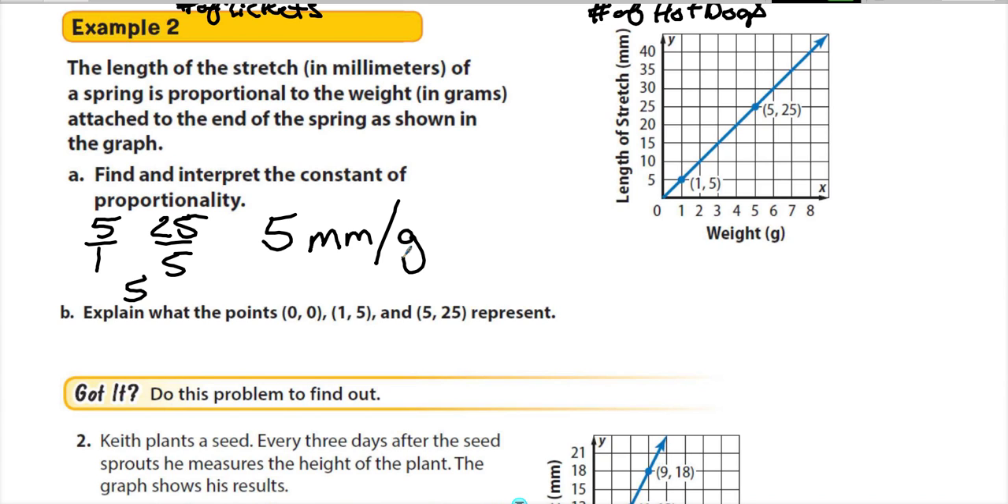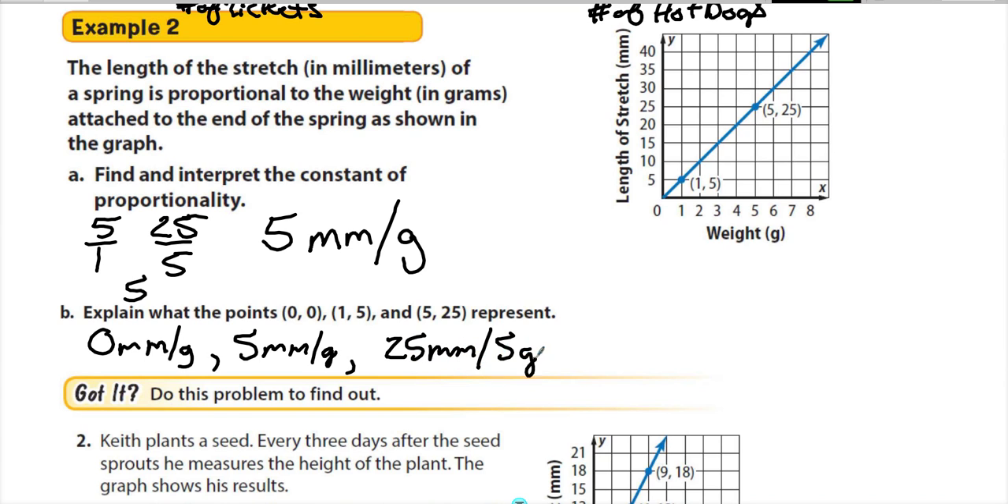All right, and then explain what these points mean. So what would 0, 0 mean? Well, we're just going to plug into the formula. So 0, 0 would mean 0 millimeters per gram. Obviously, if there's nothing, there's nothing, right? Okay, 1, 5, so we'd actually reverse it. So that would be 5, 1. So that'd be 5 millimeters per gram, which we just had. And then we would have 5, 25, reverse that. So that's actually 25 millimeters for every 5 grams. Okay? All right, go ahead and pause it and try the last one, and then that'll be it for today.